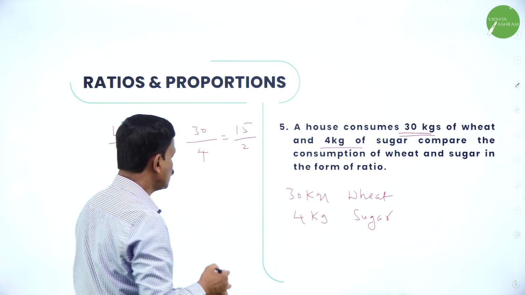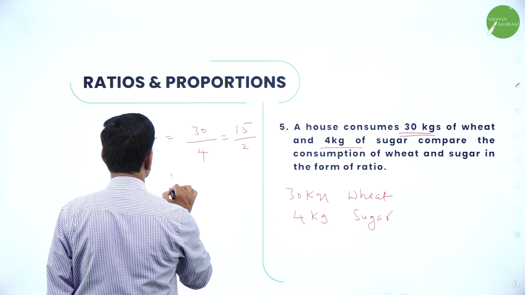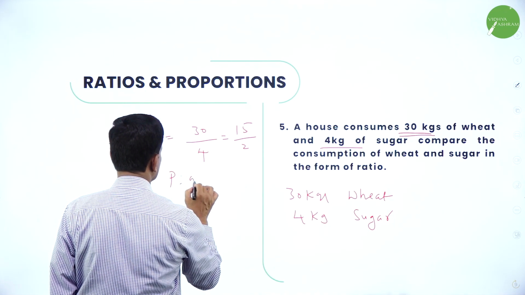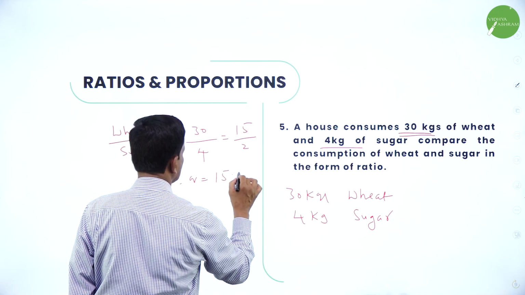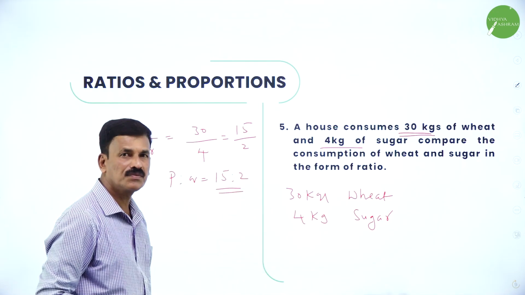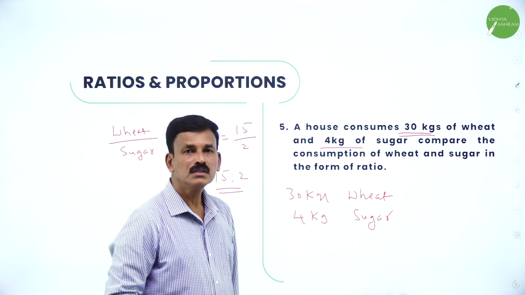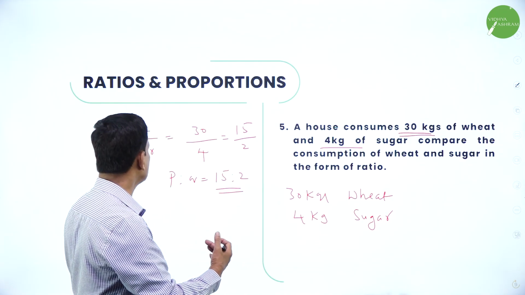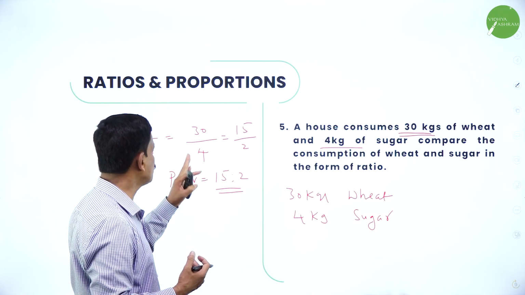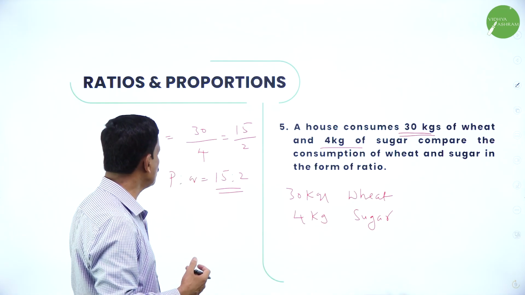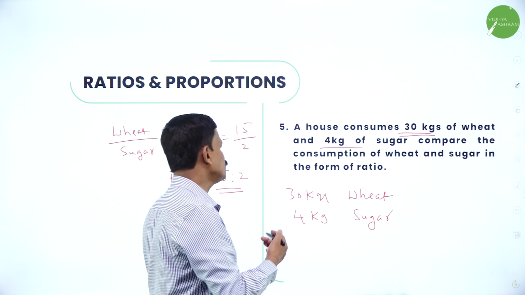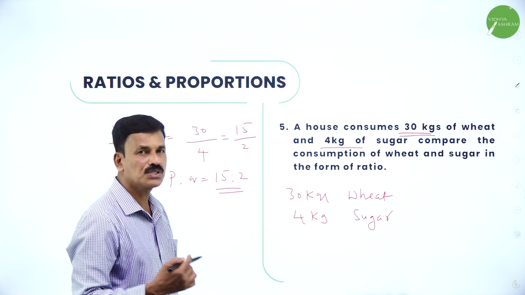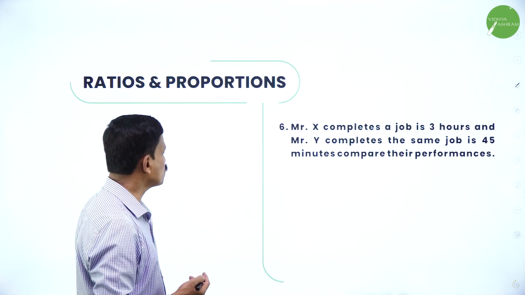So therefore the ratio P is to Q is equal to 15 is to 2. The ratio is 15 is to 2. That's it. Okay. That's simple. Just divide it. Wheat by sugar is 30 divided by 4, which is 15 by 2. So therefore the consumption ratio is 15 is to 2. Now move on to the next problem.